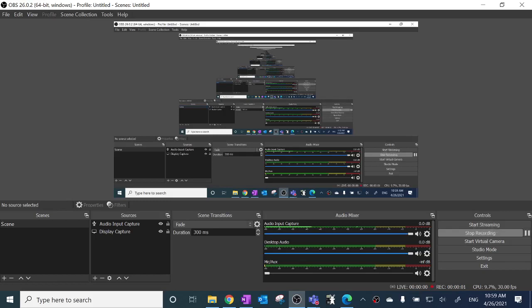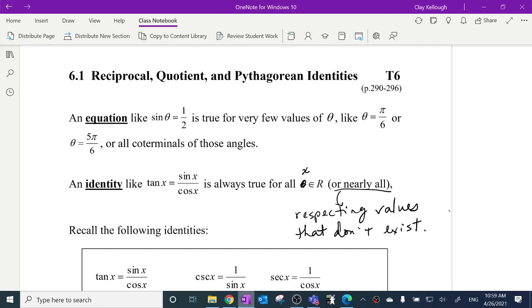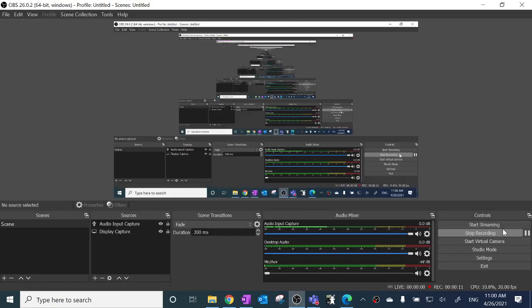Start recording. Okay, there we go. We're recording. Okay, so we're on the first page of 6.1. And hang on a second. I'm just going to pause for just a second here. There we go. We're rolling.